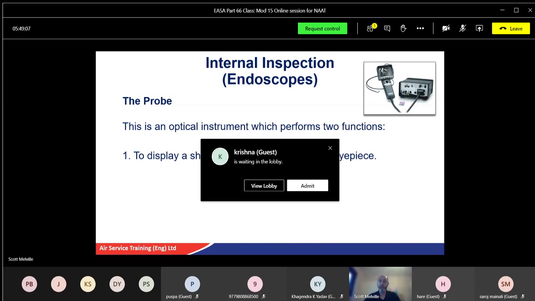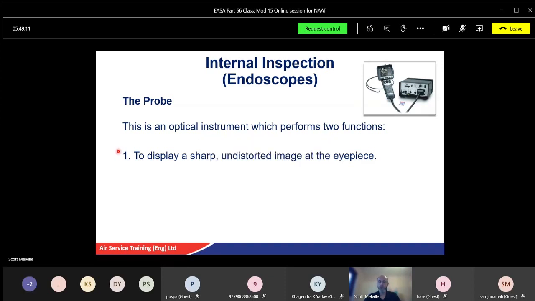Right, so there's lots of different types you will come across. Again, just get trained on them. Okay. So the first function is to display a sharp, undistorted image at the eyepiece or on a screen, and the second is to direct a beam of light for illumination. We have a light source going down. Without a light, you can't see inside. So you need decent light.